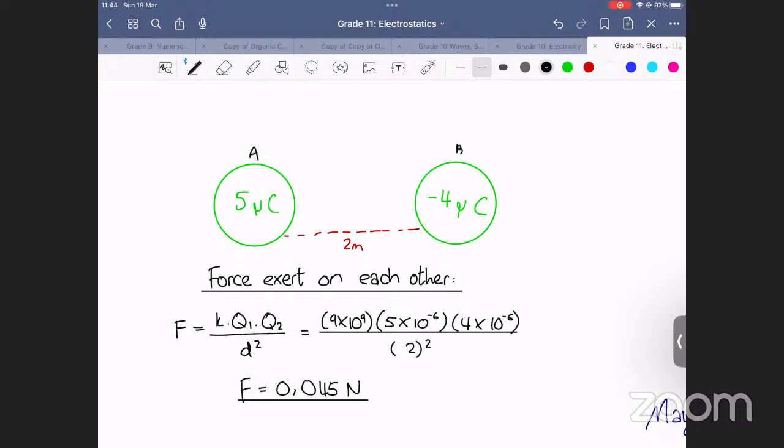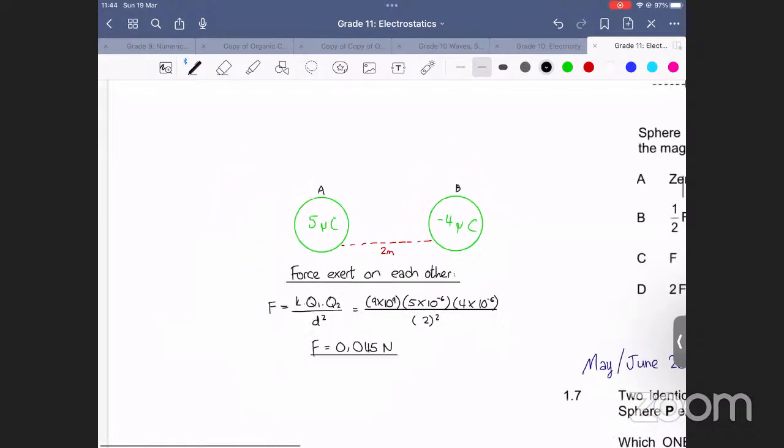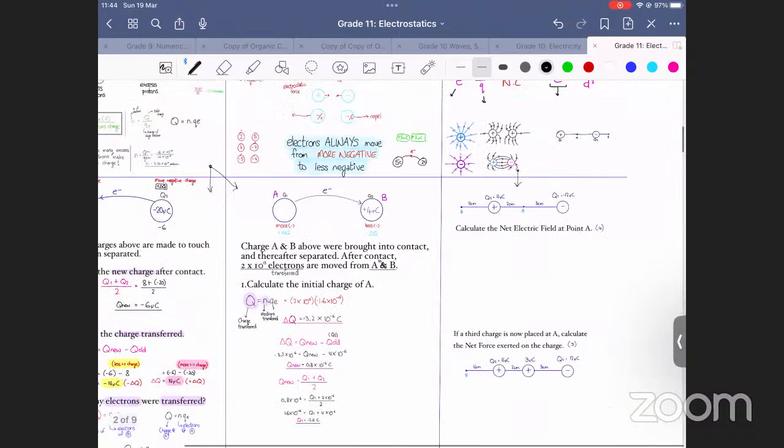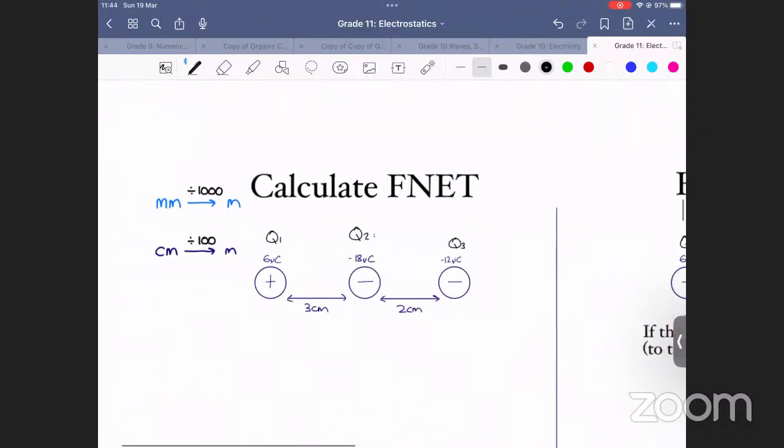So whether they ask for the force that, let's call them, A exerts on B or B exerts on A, it doesn't really matter. By Newton's third law, they're equal in magnitude and opposite in direction. So that's just a basic example of how to use that formula. Now let's go to the actual questions of how they ask it.